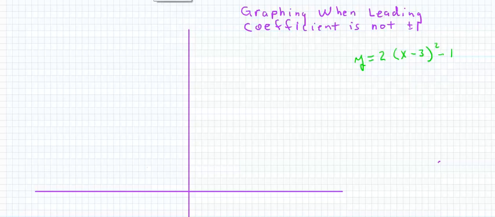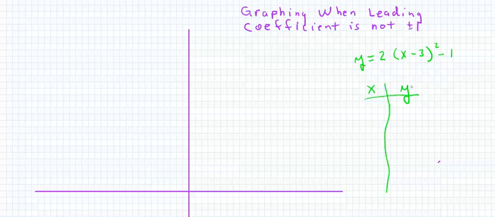Hello, this video presentation is about graphing when the leading coefficient is not 1. We're going to look at a case where it's 2 and then where it's a fraction. So to start with, I want to just make a simple table of values. You're not going to make a table of values, but I want to see what happens. So we're going to have an x and a y.